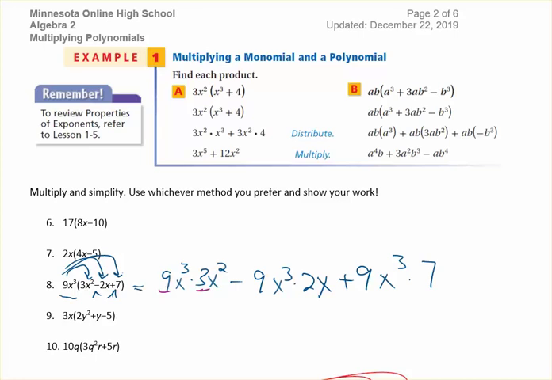So 9 times 3 is 27. X to the third times x to the second. They're the same base, so you add their exponents, so x to the fifth. All right, next we have a 9 times 2. And then x to the third times x, remember that's the same as x to the 1. So that's x to the fourth when you add their exponents. And then on the last one, 9 times 7, that's 63. And there's only one variable term left, that's x to the third, so you just write that down. Then just go through, make sure there's no like terms. There's not, so this is the answer for number 8.